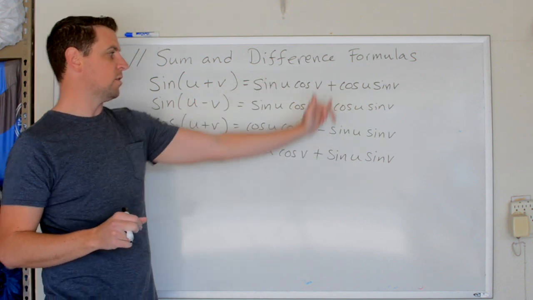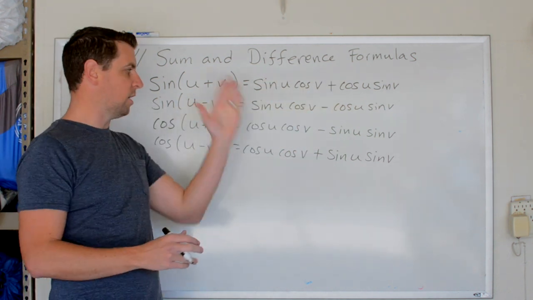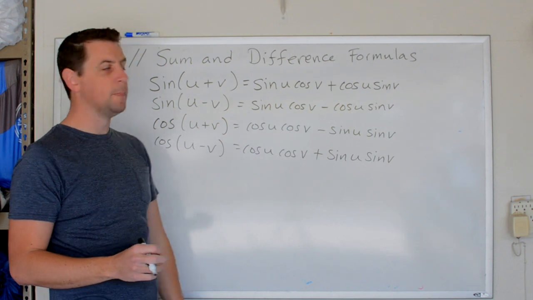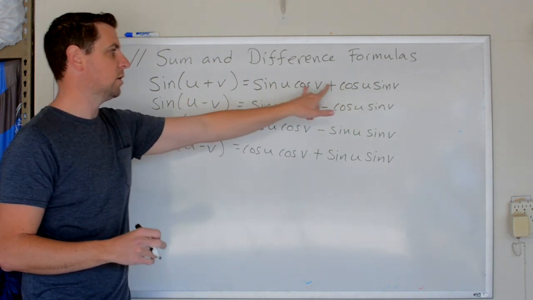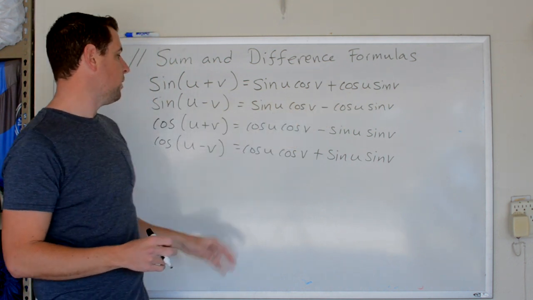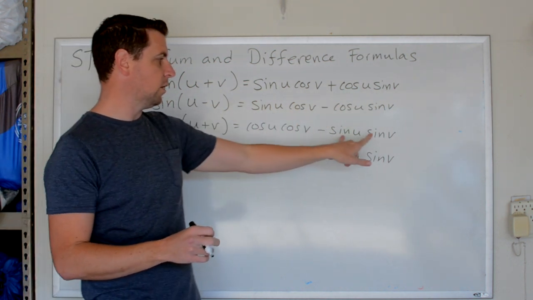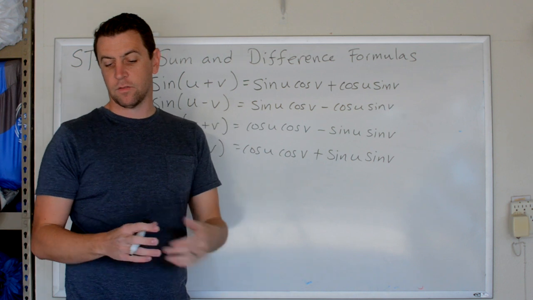One of the ways that students try to remember this is to notice all the u's and the v's line up in exactly the same order every time: U, V, U, V, U, V. If you can remember that sine goes in the order sine, cosine, cosine, sine, and that cosine goes in the order cosine, cosine, sine, sine, sometimes students find that helpful.